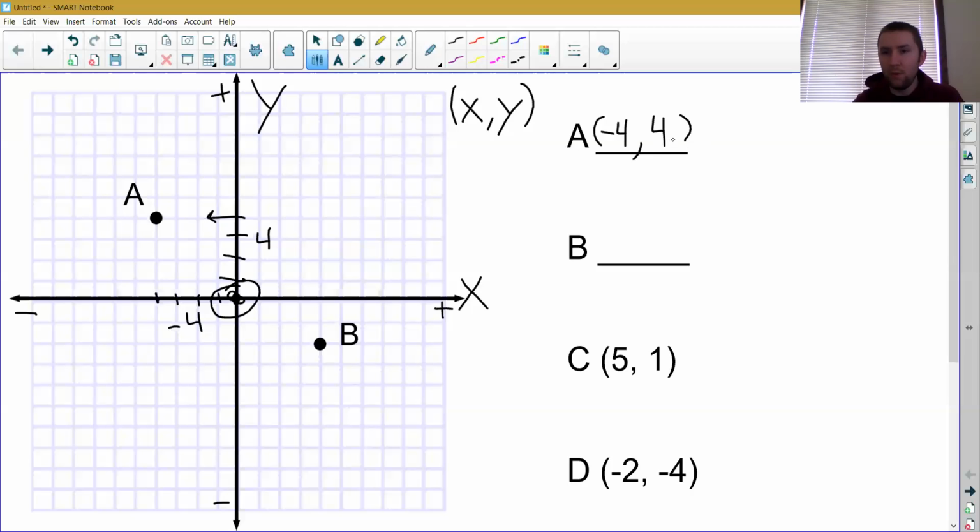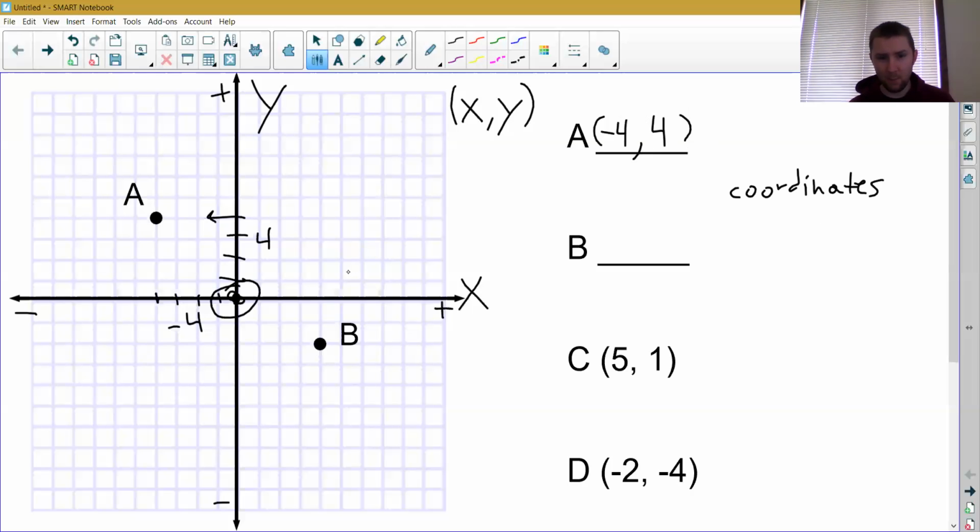So in your review practice, when you're asked to give the coordinates, okay, these are called coordinates. When you are asked to give the coordinates of a certain point, this is what we're talking about. Okay, we're talking about an x value and a y value in an ordered pair with parentheses like this, okay?